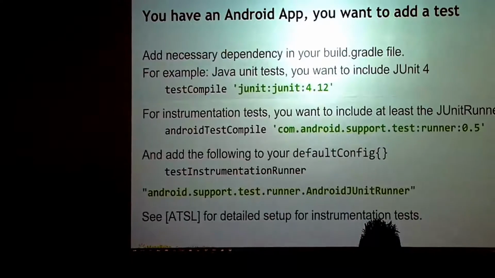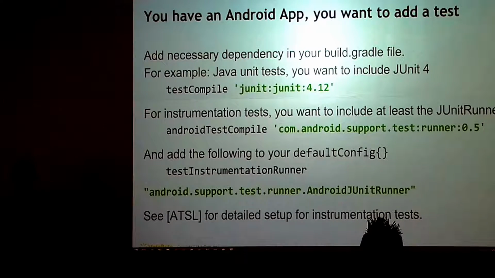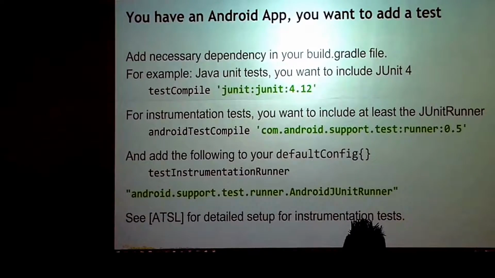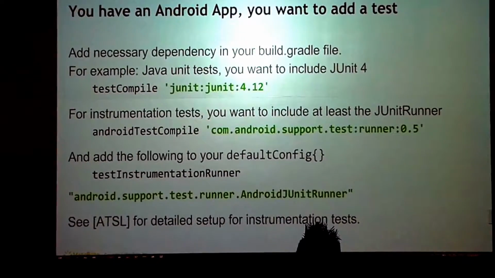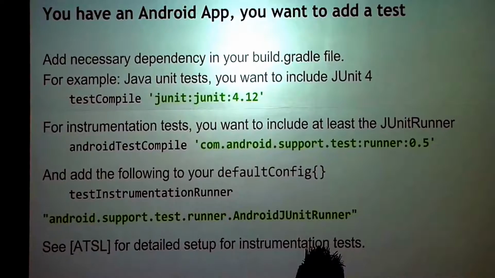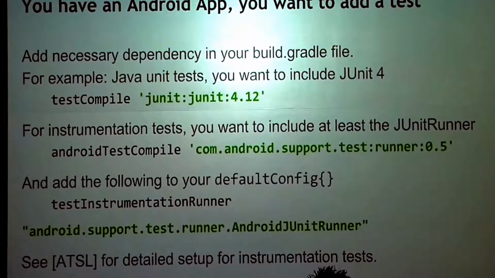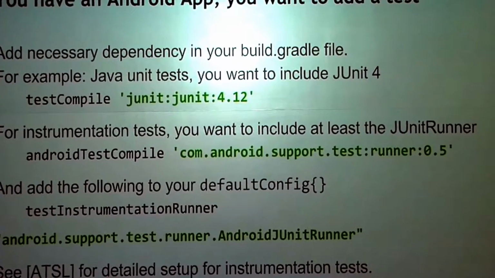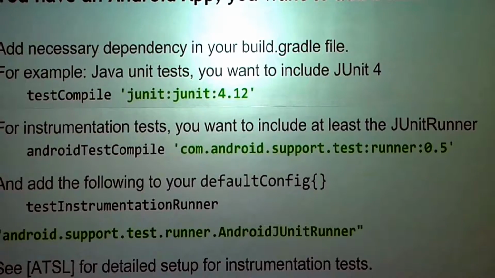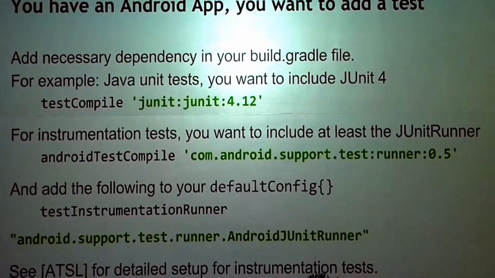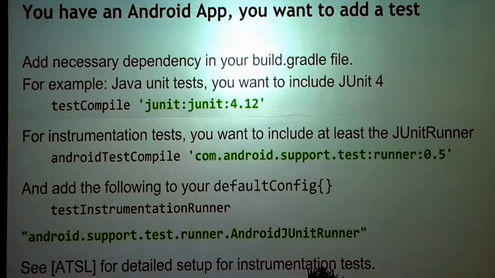What's the difference between those two? Oh, sorry, before that. You need to add dependencies to your build.gradle file, otherwise they won't run. You need to add testCompile JUnit 4.12. That's the version of JUnit 4. And then androidTestCompile tells the Android Gradle plugin this is what we're going to use to run our Android instrumentation tests. You can get more info at the ATSL, Android Test Support Library website. I have a link at the end of the talk.